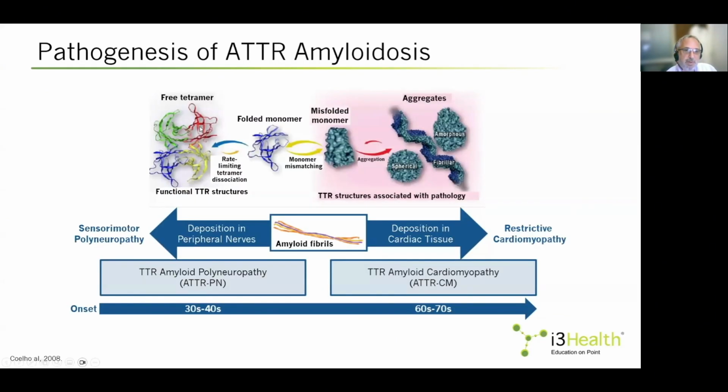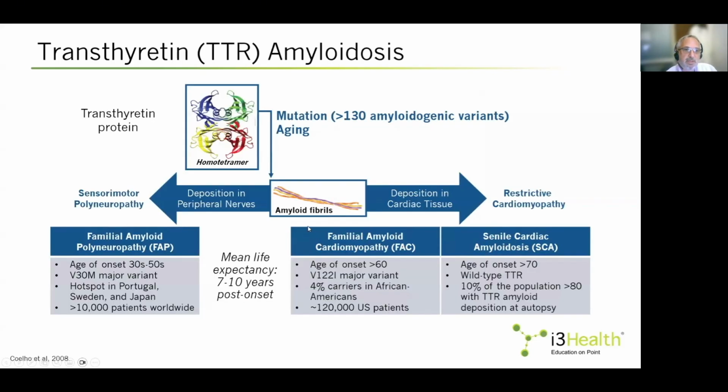So here's again a picture of the tetrameric protein misfolding into monomers and forming amyloid fibrils. When it deposits in the heart, we call that ATTR cardiomyopathy. When it deposits in the nerves, we call that ATTR polyneuropathy. And as you can see, they have a very different spectrum of age of onset, where neuropathic variants usually affect people of younger age and cardiac variants usually affect people of older age.